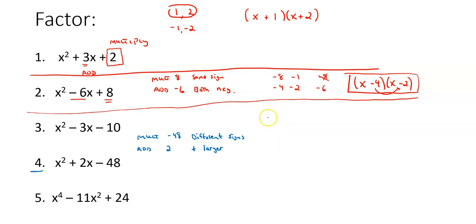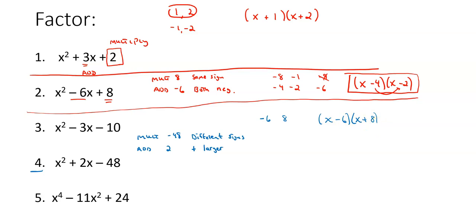Closest ones I can think of are 6 and 8. Right? 6 times 8 is 48. Oh, but I want a negative. How about negative 6 times 8? Okay. Negative 6 times 8 is negative 48. Negative 6 plus 8 is positive 2. Right? If I had done it the reverse, if I had done 6 and negative 8, they would have multiplied correctly, but they wouldn't have added up to positive 2. They would have added up to negative 2. So it looks like my factors are (x - 6)(x + 8).